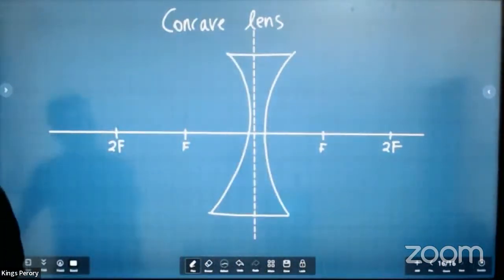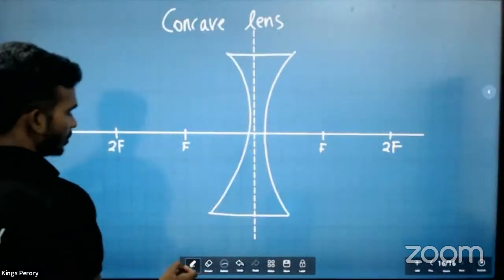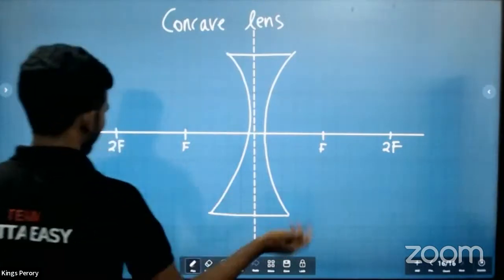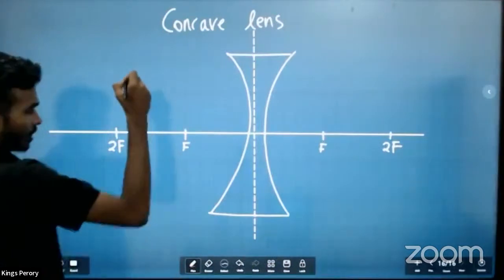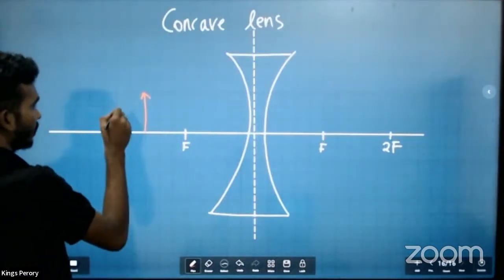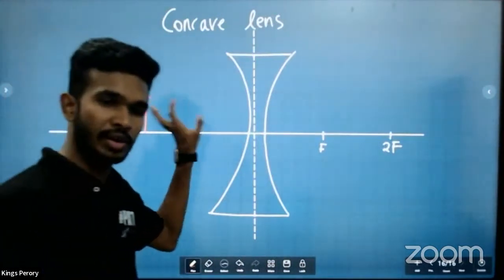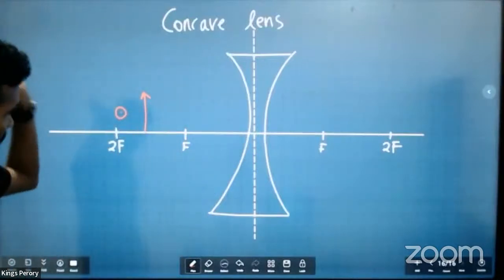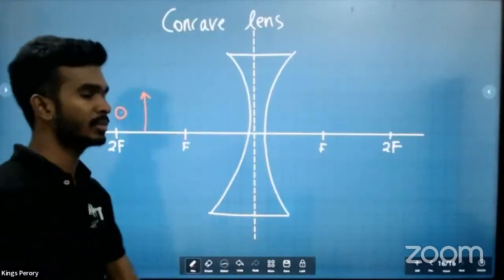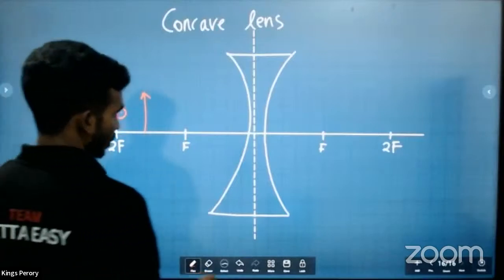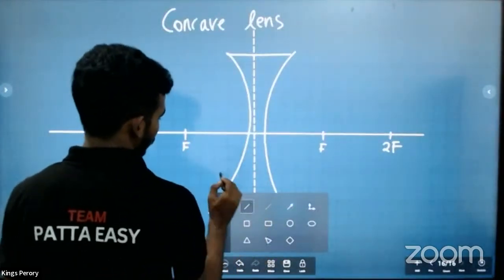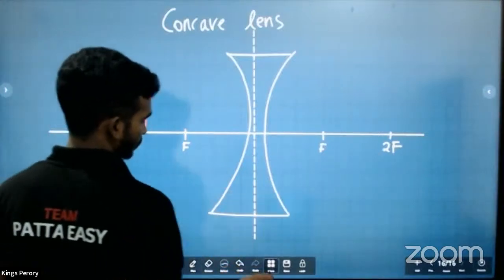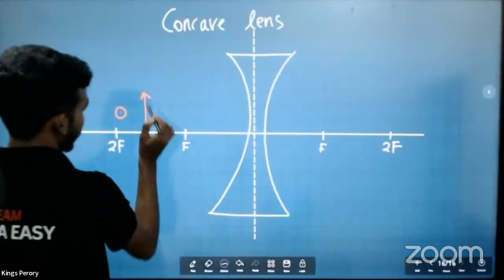Here also, wherever you want, you keep the object. I'll keep it between F and 2F. If you don't like F and 2F, keep at F. Or if you don't like that, keep at 2F. Wherever you want, you keep the object. Two light rays. One light ray parallel.